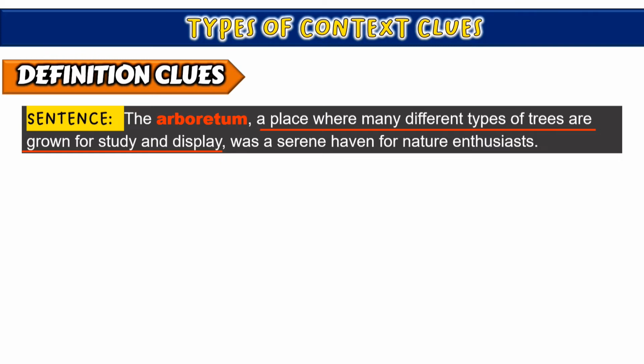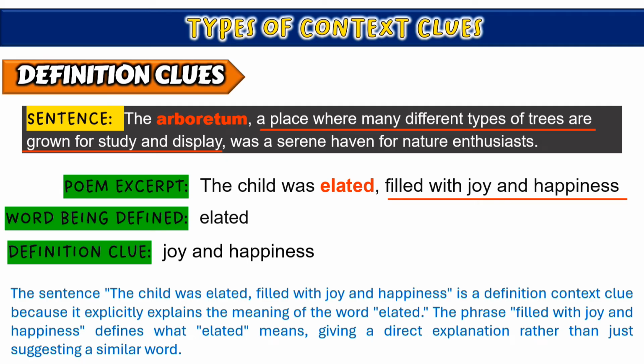In the case of a poem, sometimes it will provide a definition for a difficult word right in the next line or within the same line. The line of the poem, "The child was elated, filled with joy and happiness," is a definition context clue because it explicitly explains the meaning of the word elated. The phrase, "filled with joy and happiness," defines what elated means, giving a direct explanation rather than just suggesting a similar word.